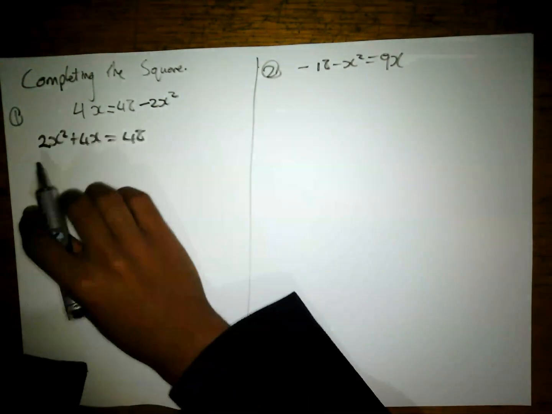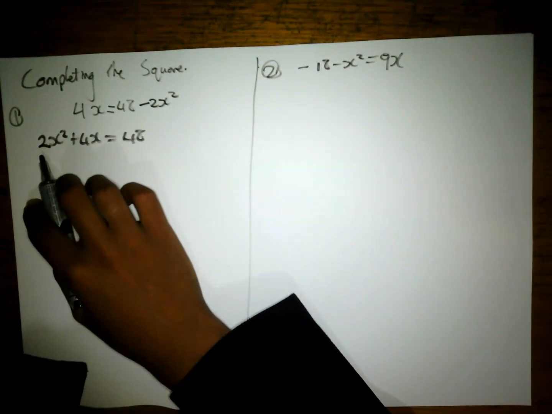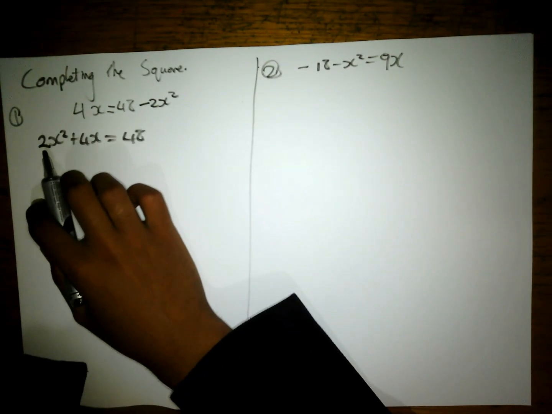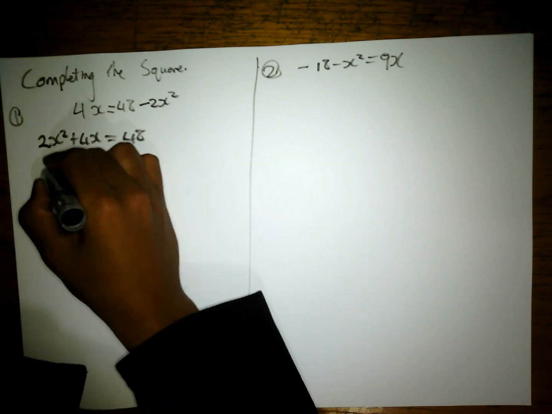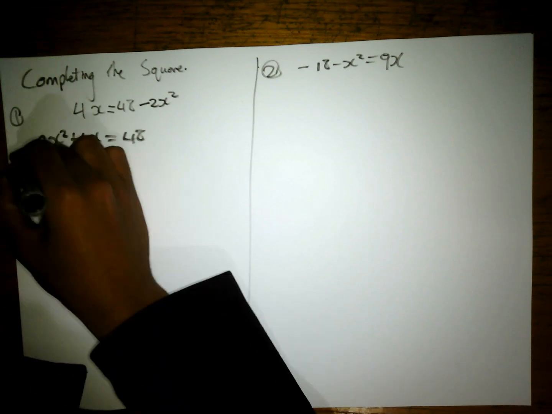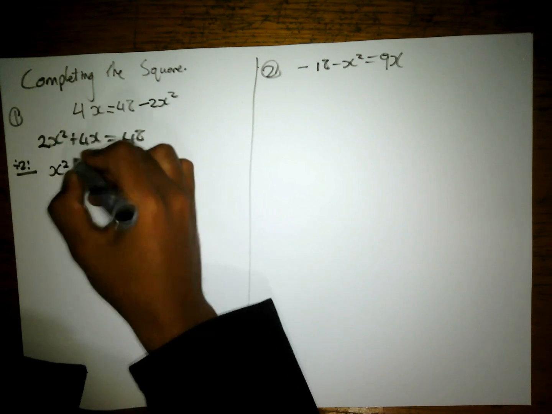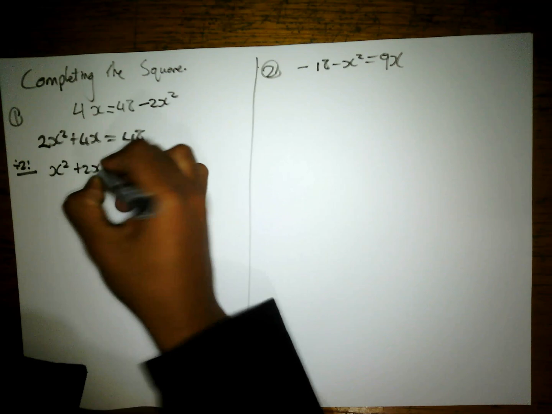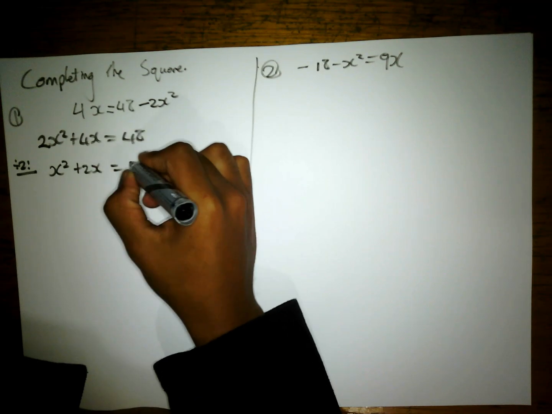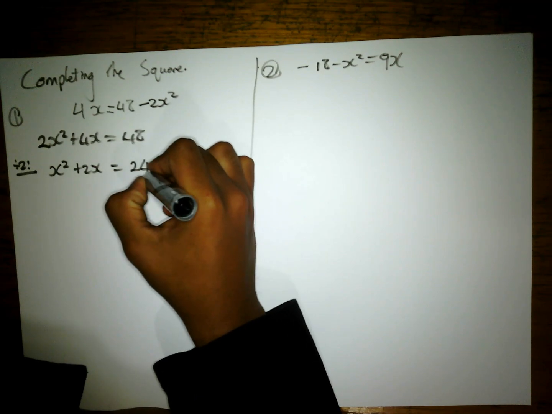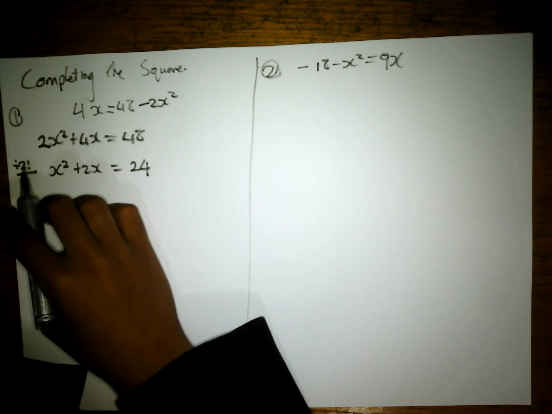Okay, so I don't want a 2 there. So what do I have to do to get rid of that 2? Divide with 2 throughout the whole equation. So divide with 2, and I'm left with x squared plus 2x equals 24.